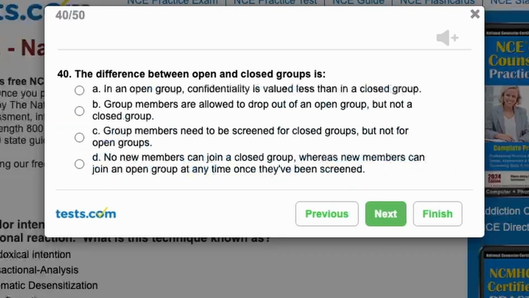The difference between open and closed groups is: A. In an open group, confidentiality is valued less than in a closed group. B. Group members are allowed to drop out of an open group, but not a closed group. C. Group members need to be screened for closed groups, but not for open groups. Or D. No new members can join a closed group, whereas new members can join an open group at any time once they've been screened.